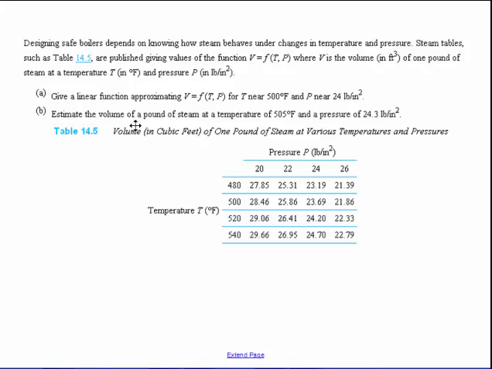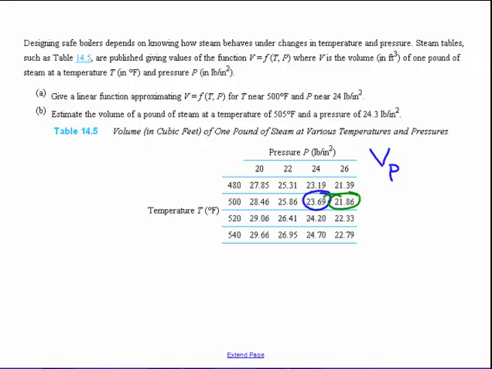Okay, so let's look at an example when we don't have an equation, when we're looking at a table. It says designing safe boilers depends on knowing how steam behaves under changes in temperature and pressure. Give a linear function approximating the volume for temperature near 500 and pressure near 24. So we're talking about this point right here. The idea is we can approximate the partial derivative, the change in V as our pressure changes, by comparing it to this point right here.